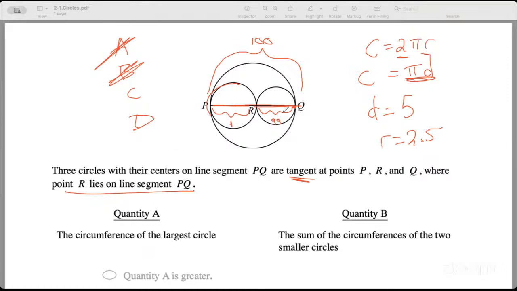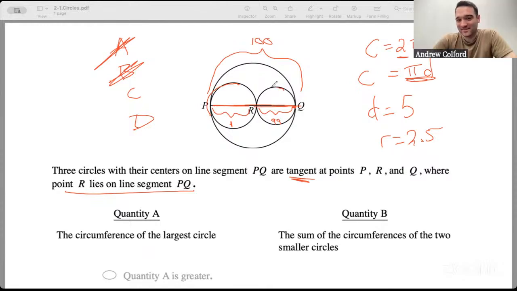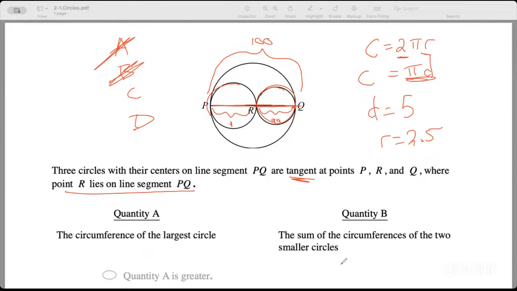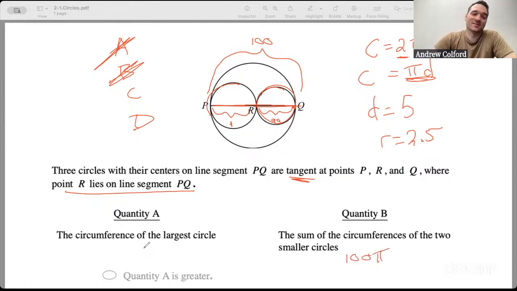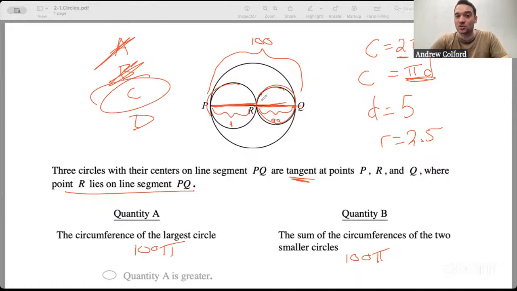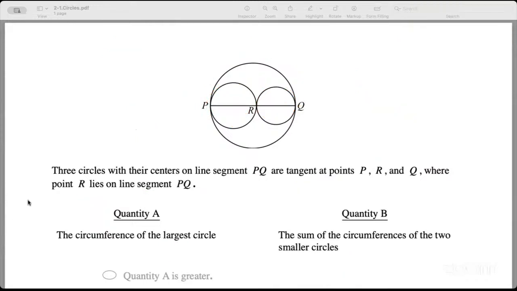What's the circumference of this circle? 1 pi, so pi. Right? And then this one over here, 99 pi. So add them together, 100 pi. And by this point, with that example, we're like, this is done. It's always going to be equal because of this relationship. The sum of these equals the diameter of that. Yep. Okay, I see. Thank you.